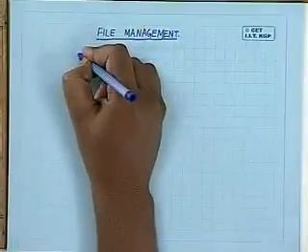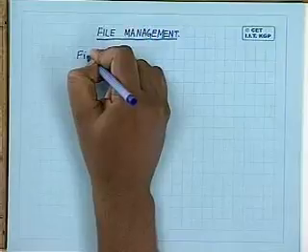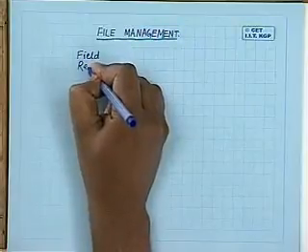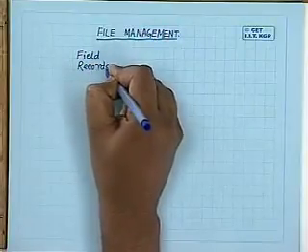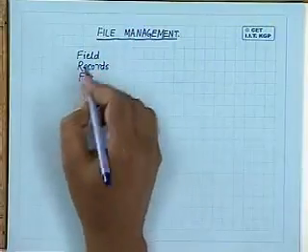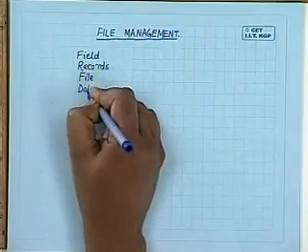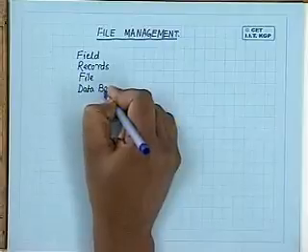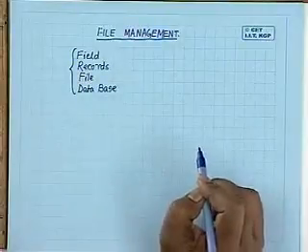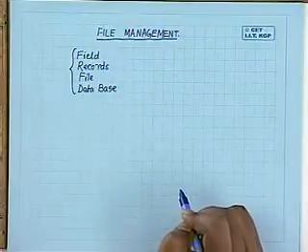Now, these files can be organized in different forms, or the data in the file can be organized in different forms. So whenever we talk about a file or file management, there are four other terms which become important. The first term is called a field. Then we have what is called records. After records, we have what is our topic of discussion, that is file. Then we have database. So these are the four terms which are related to this file system.